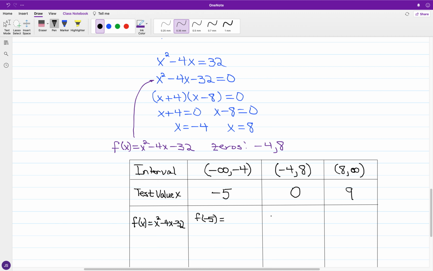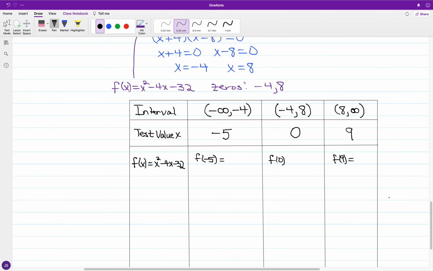And so just testing out what we have for f of negative 5, as well as f of 0 and f of 9. Okay, so with f of negative 5, we have the square of negative 5, and we have minus 4 times negative 5 minus 32. The square of negative 5 is going to be positive 25.